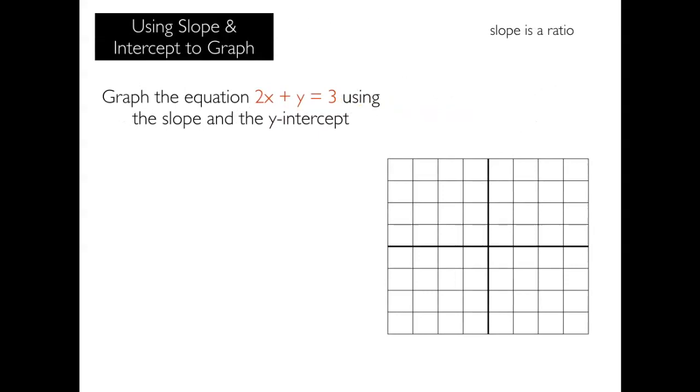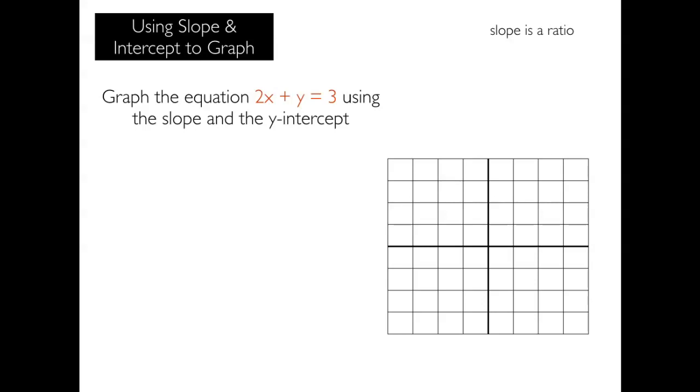Graph the equation 2x plus y equals 3 using the slope and the y-intercept. We must rearrange this to get it in y equals mx plus b form, which is our slope-intercept form, and we get y equals negative 2x plus 3.